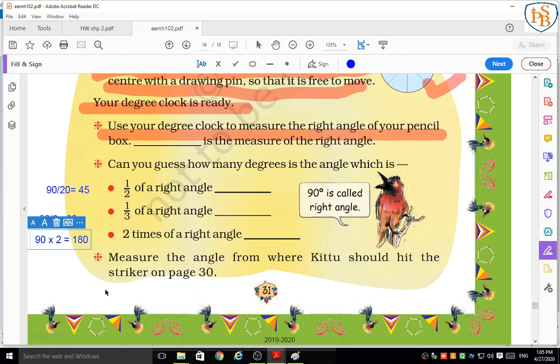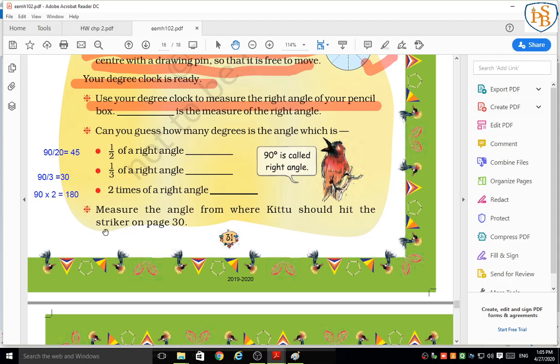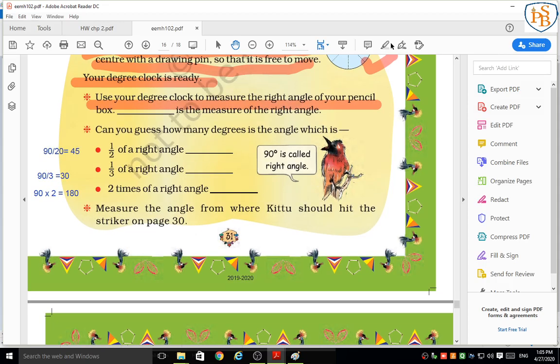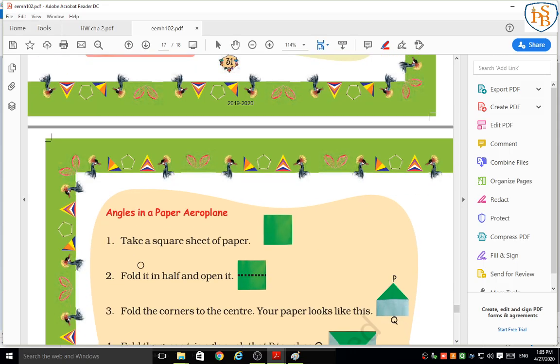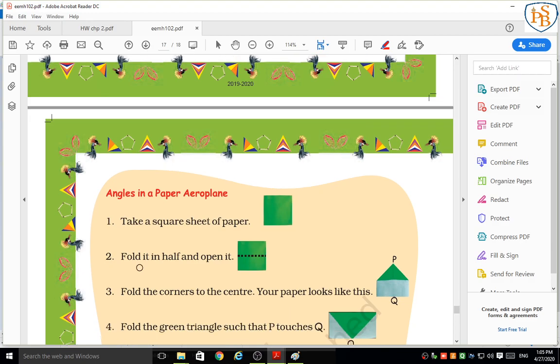Correct students? Now next, measure the angle from where Kittu should hit the striker on the page. Okay? So here you want to measure.